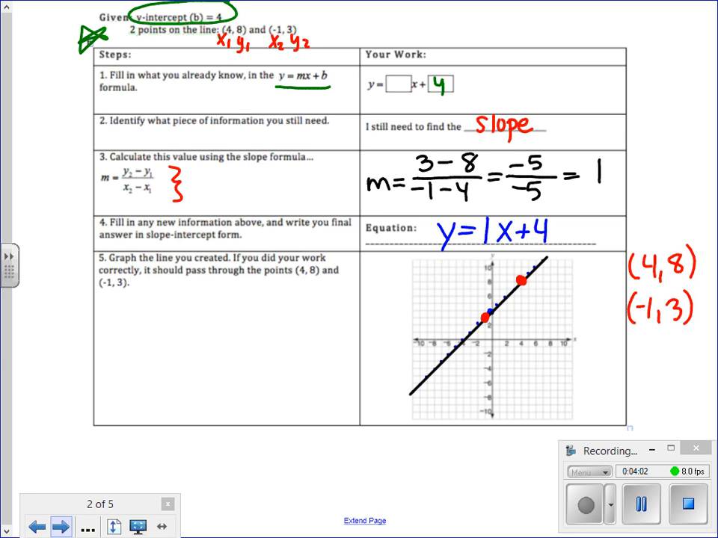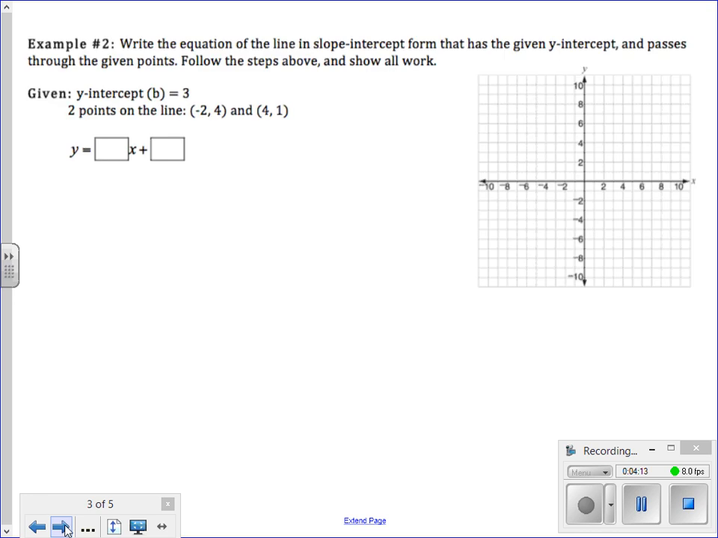Okay? So that's what we're going to do when you're given the y-intercept and 2 points. That's the easiest way. In the next lesson, we'll deal with the more complicated version of finding the equation. So let's do 3 more examples here.